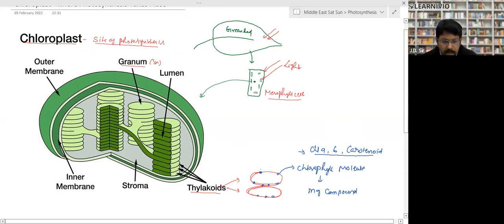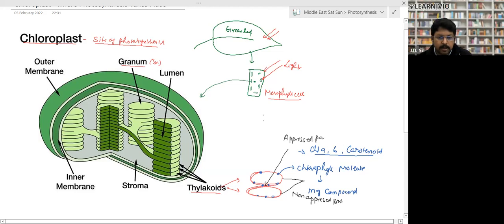Look, the parts which are free, the parts near the stroma, which are exposed to the stroma, these parts are called non-appressed parts. And the parts which are fused with, or close to, another thylakoid, these are called appressed parts.